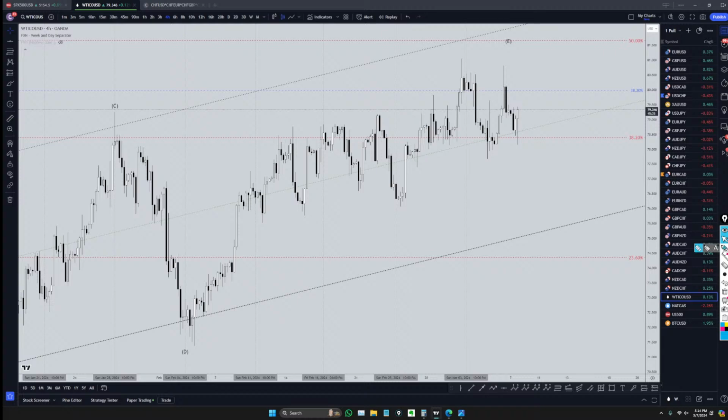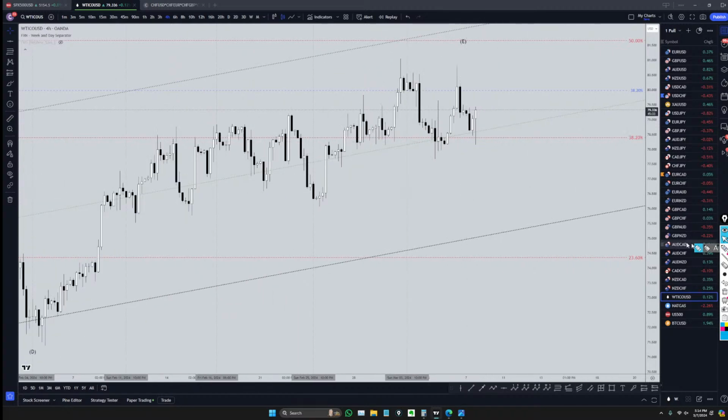Oh yeah, look at that. Even though that's a higher high right there, that's actually a very clear pattern.